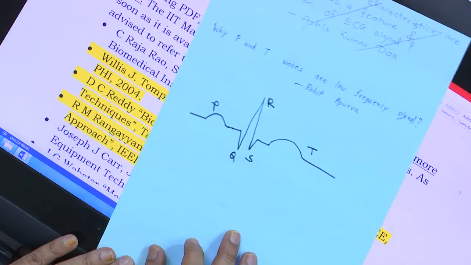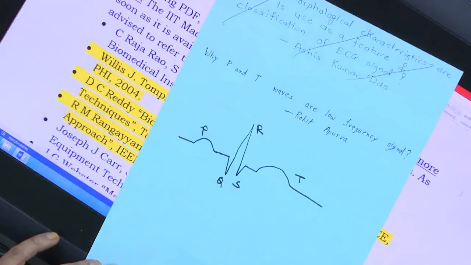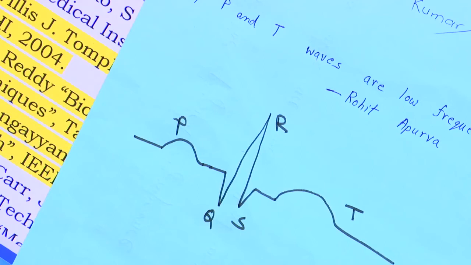So, what we can do is, if we look at the ECG signal, this is P, then followed by QRS, then the T wave. This is a lead two signal we have taken. So, here we have drawn that. Now, if we look at it, what are the events going on?